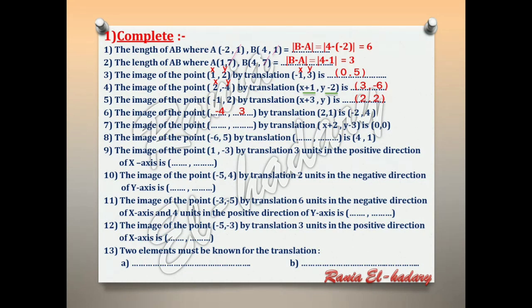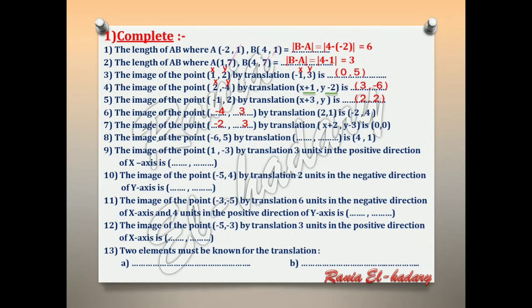Number 7: the image of the point by translation X plus 2, Y minus 3 is (0, 0). So we have translation (2, -3) and its image is (0, 0). So what is the point? Doing subtraction: image minus translation. 0 minus 2 equals -2, and 0 minus -3 is 3. So the point is (-2, 3) and its image is (0, 0).